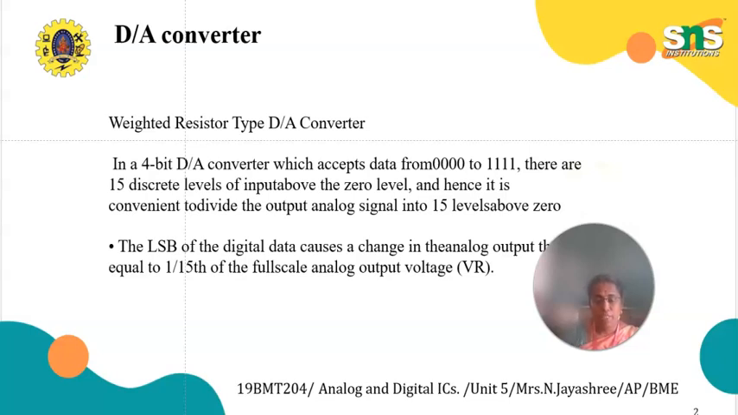Consider a 4-bit digital to analog converter, which accepts bits from 0000 to 1111. This is the minimum value and the maximum value. There are 15 discrete levels of input above the 0 level. Hence, it is convenient to divide the output analog signal into 15 levels above 0. The LSB of the digital data causes a change in the analog output equal to 1/15 of the full scale analog output voltage.